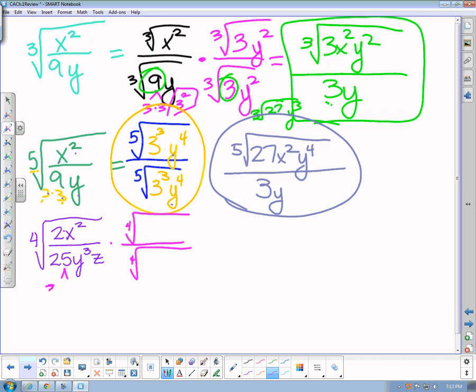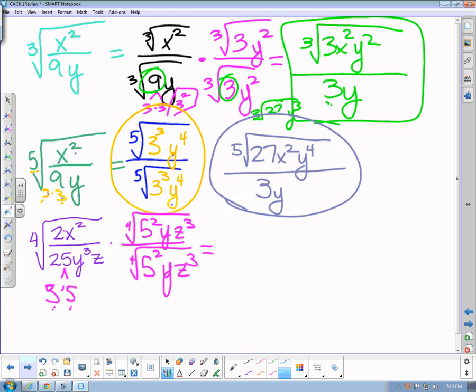25 is the same as 5 times 5, which we have 2 5's. We need a 4th root, so we need 2 more, so 5 squared on both the top and bottom. Y cubed, we need 1 more, so we have to multiply both by y. And then z, we need to have 3 of them. And that will get us to our answer.